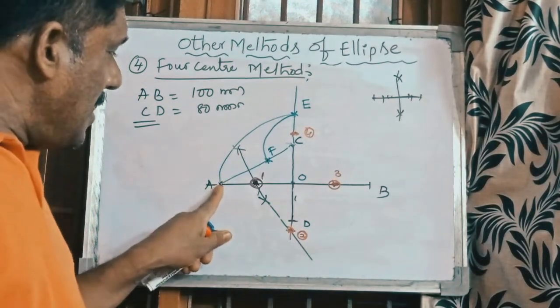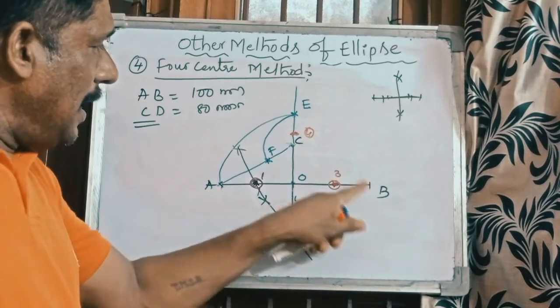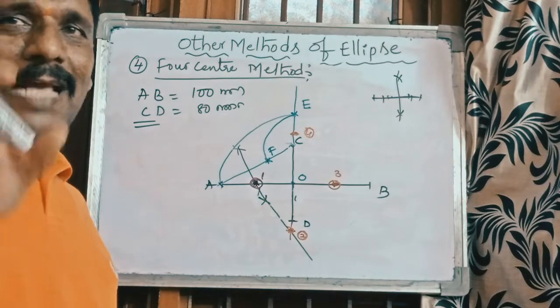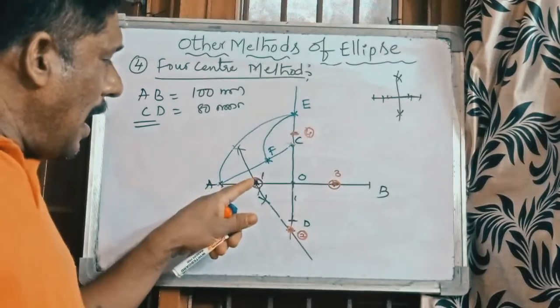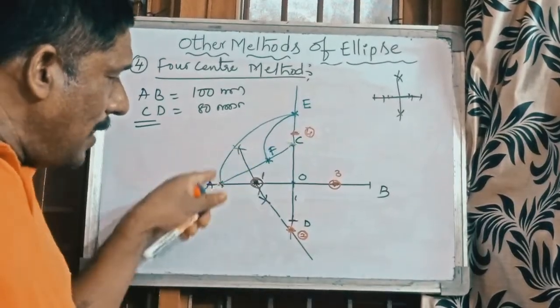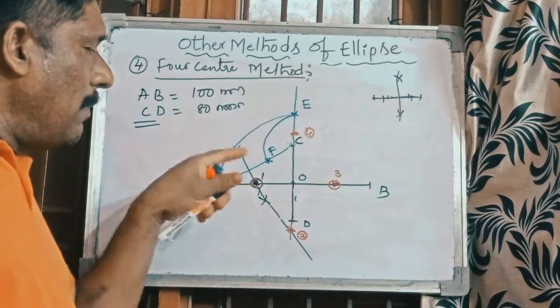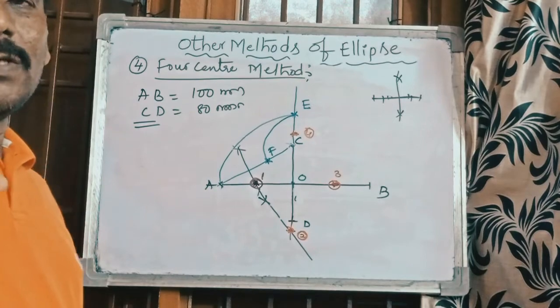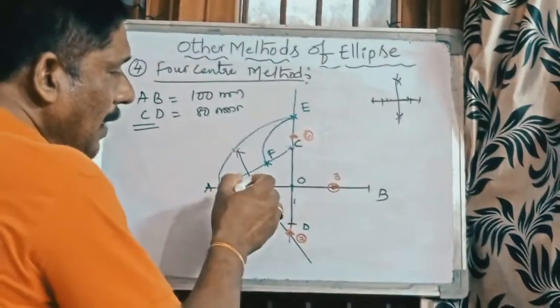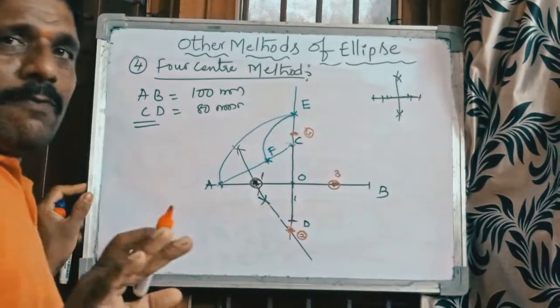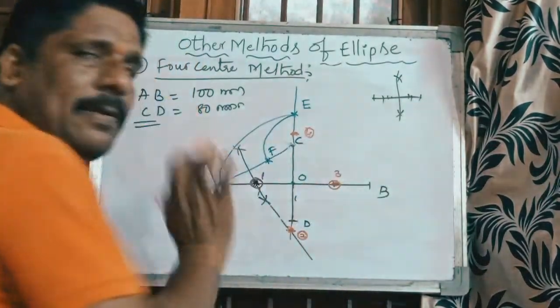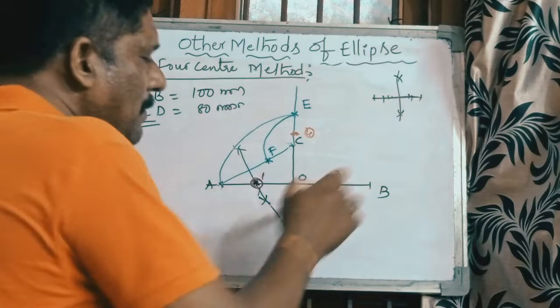By joining these four points A, B, C, D, we have to construct an ellipse using these four centers. You must remember carefully: 1, 2, 3, 4 are the centers. From the centers you have to draw, but the limit points are A, B, C, D. You should not forget A, B, C, D.